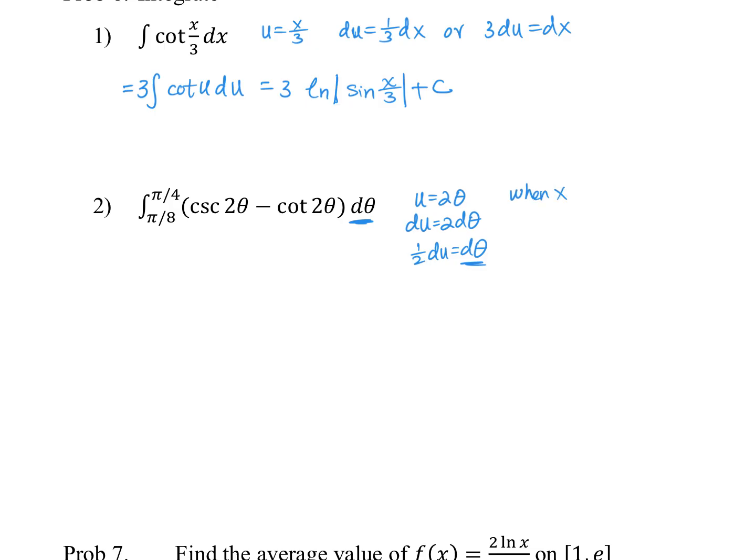When theta is equal to pi over 8, the lower limit, your u, which is 2 times theta, is pi over 4. When theta is pi over 4, your u is double it, which is pi over 2. So now this becomes pi over 4 as the lower limit, pi over 2 upper limit, cosecant, well, not 2 theta anymore, it's cosecant u minus cotangent u, and times 1/2 du, right? So I'm going to pull the 1/2 out, and du.